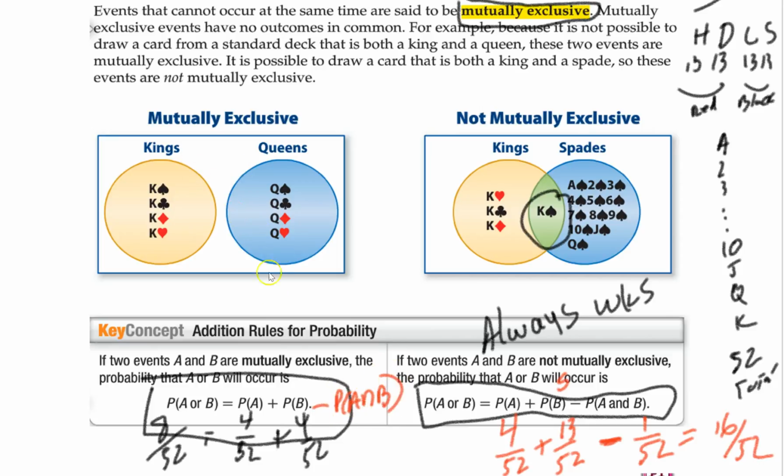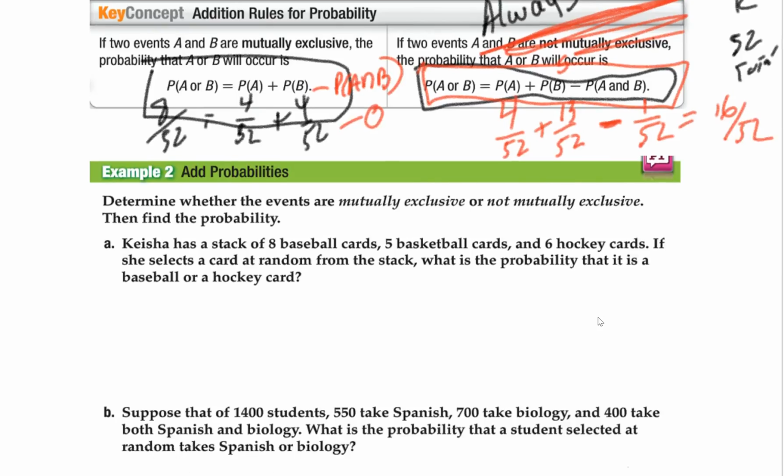Notice that they have nothing in common. That says to me 0. So it still works. I love this formula. It always works. This other formula only works with mutually exclusive. This formula always works, so we're going to use this one a lot. So we're going to keep that formula in mind. Again, another formula we'll give you. So let's do some examples here.